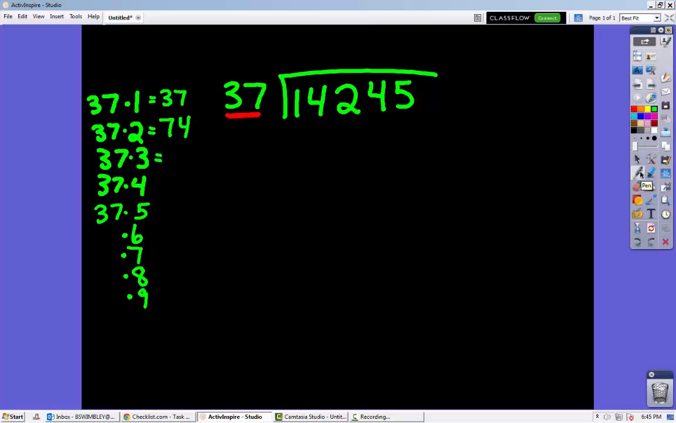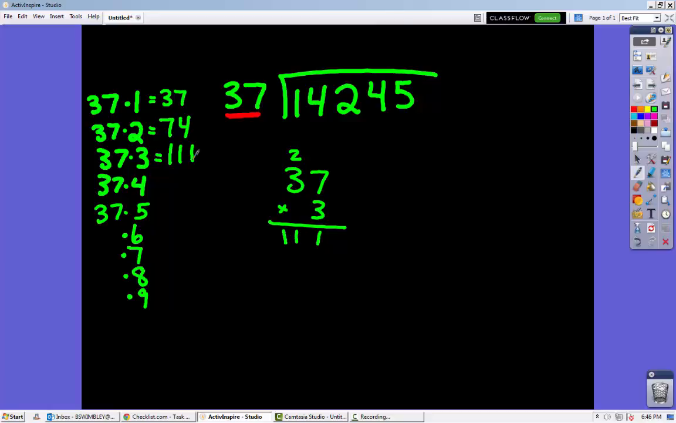37 times 3, I'm going to have a larger number, so I'm going to check and make sure that my answer is larger than 74. 37 times 3. I multiply, this is 21. 3 times 3, that is 9, plus 2, that is 11, I'm sorry.